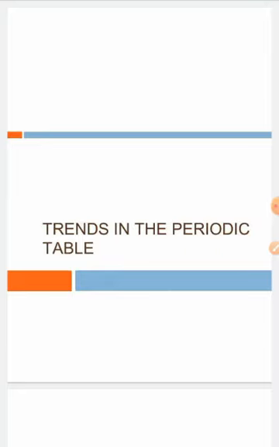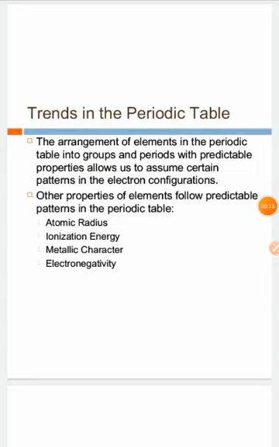Today I am going to present a very important topic of class 10th science. The topic is trends in the periodic table. According to the modern periodic law, the properties of elements are a periodic function of their atomic number. That is, the arrangement of elements in the periodic table into groups and periods with predictable properties allows us to assume certain patterns in electronic configuration.